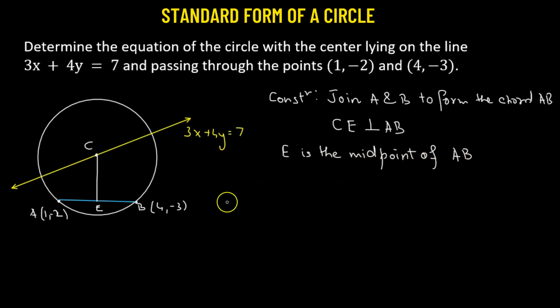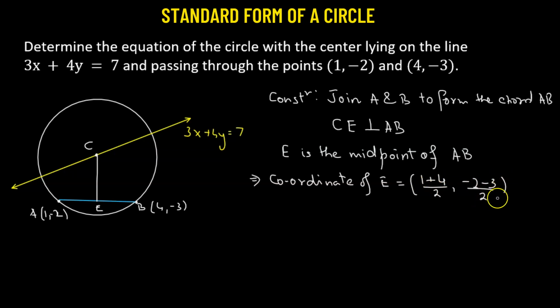Now since E is the midpoint of AB and we also have the information of A and B, we can easily find out the coordinate of E. To find out the coordinate of E, all we have to do is to sum up the x and the y coordinates of A and B and divide by 2. So to find out the x coordinate, we add 1 and 4 divided by 2. To find out the y coordinate, we add -2 with -3 and divide by 2. So this is going to give us 5/2, -5/2. So this is going to be the coordinate of E. The coordinate of point E is going to be (5/2, -5/2).